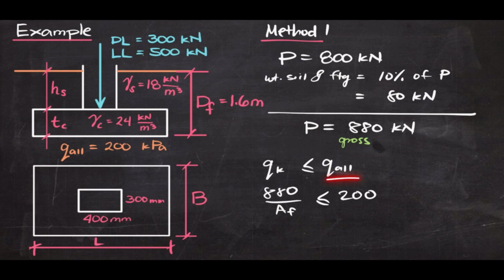Notice that I did not use the effective soil-bearing capacity here because this is a gross load. Gross means I am including the weight of the soil. So if q sub k, or my contact pressure, is based on the gross load, I should be comparing it with a gross value, which is the gross allowable soil-bearing capacity of 200. Computing this, I get the area of the footing must be greater than 4.4 square meters. And this will help me size the footing later.